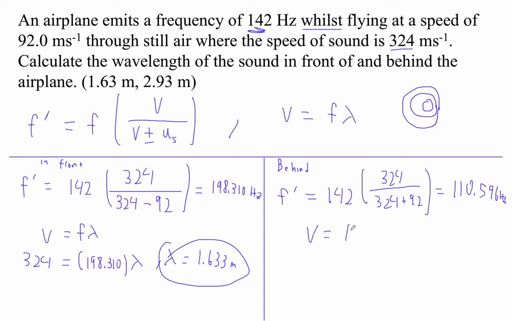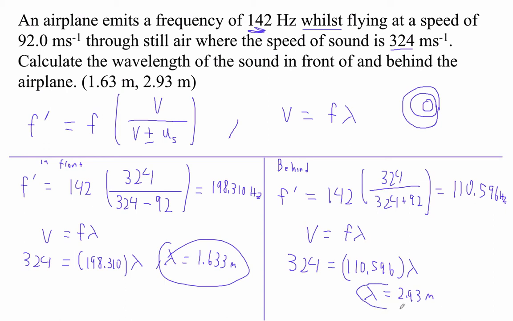So I'm going to go v is fλ. So 324 is equal to 110.596 times lambda. So we can just divide that: 324 divided by 110.596. We get 2.929, so 2.93. Lambda is 2.93 behind. It's going to be bigger, because we're flying away from it.